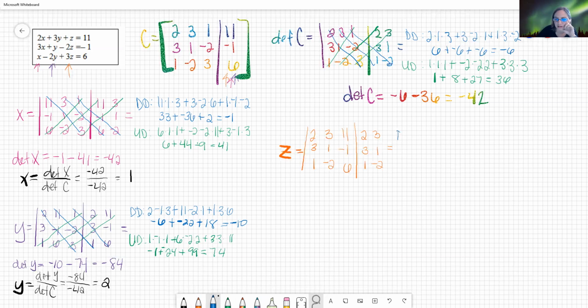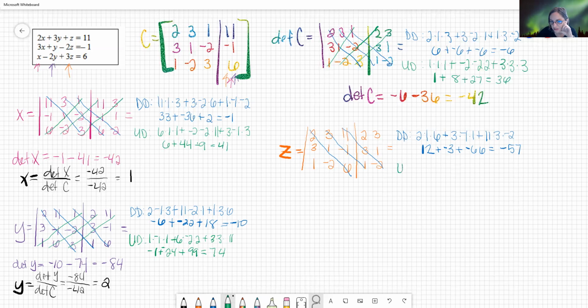We're going to start by finding the downwards diagonals. 2 times 1 times 6, plus 3 times 1 times 1, negative 1, plus 11 times 3 times negative 2. 2 times 1 times 6 is 12, plus 3 times 1 times 1 is negative 3, plus 11 times 3 times negative 2 is a negative 66. Calculator says 12 minus 3 minus 66 is going to give me a negative 57.